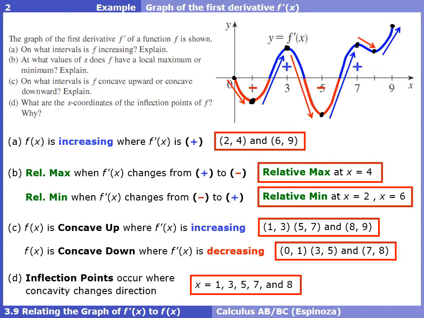So a point of inflection occurs where concavity changes. Concavity is changing from 0 to 1, where it's decreasing, and 1 to 3, where the first derivative is increasing. So keep in mind that these relative maxes and mins in this picture, if that had been the original function, would be relative maxes or mins, but in this case they're actually points of inflection. So we have these points of inflection at 1, 3, 5, 7, and 8.